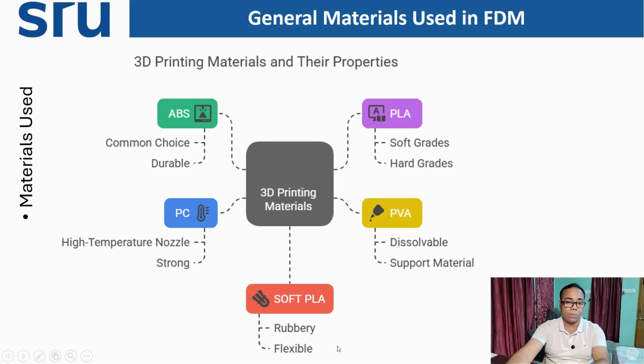Similarly, flexible material. Similarly, polycarbonate material has features like a high temperature nozzle requirement, and it is strong in nature. Similarly, ABS material is commonly used, and it is durable. So these are only some of the commonly used materials I have mentioned. Various other kinds of materials are also available.